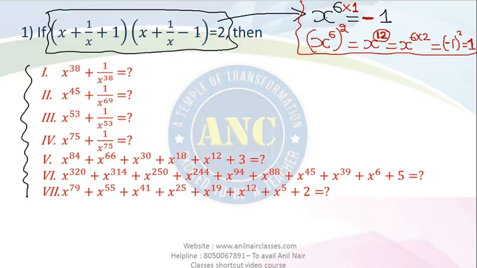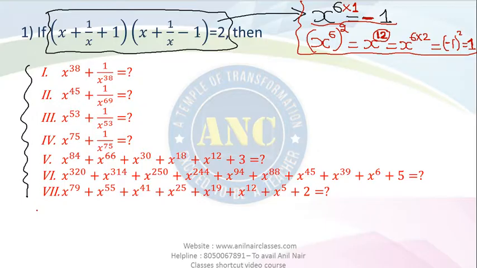First of all, why did this condition come? Because in the if condition they have given (x + 1/x) into (x + 1/x minus 1) equal to 2. This is also one of the if conditions where x^6 + 1 will be equal to 0. I hope the idea is clear. Now see here, there are 7 sub questions in the first question itself, but I have not given the options for any of these. Without options we can easily solve it. Anyway, options are not actually required.